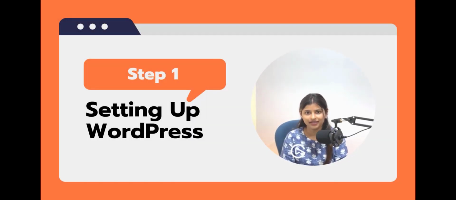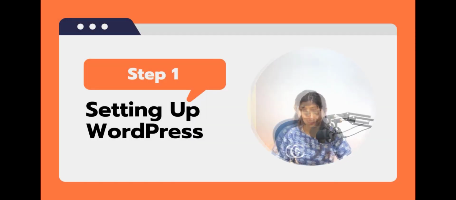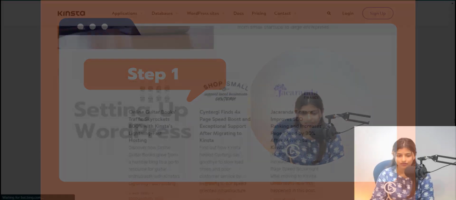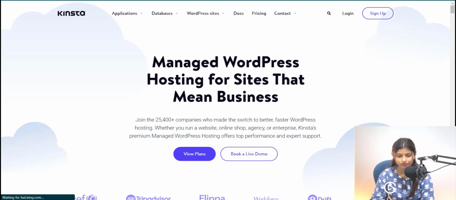Step 1. Setting up WordPress. First, let's get WordPress set up on your domain. If you don't already have a domain, you can easily purchase one from a domain registrar. Next, you'll need to set up WordPress on your domain. This can be done through your web hosting provider.